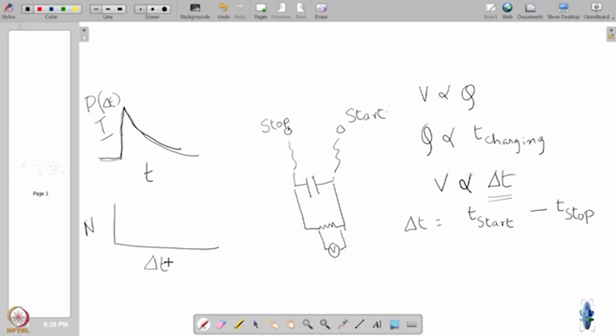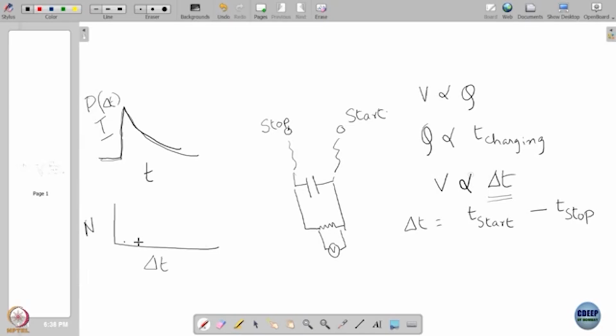Okay. So, delta t is 0. If I get delta t 0 once, I strike it off here. Then I get delta t equal to 10 nanosecond, I strike off here. Then again I get delta t equal to 1 nanosecond, I put a dot here. Again I get delta t equal to 1 nanosecond, I increase the dot by 1 unit.